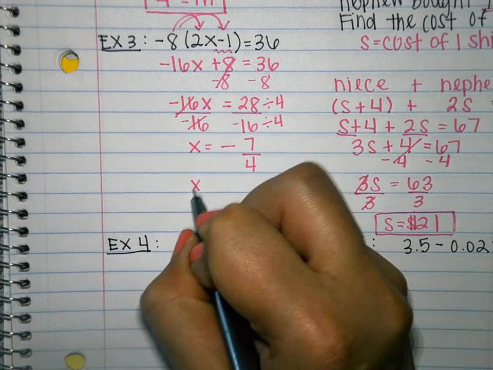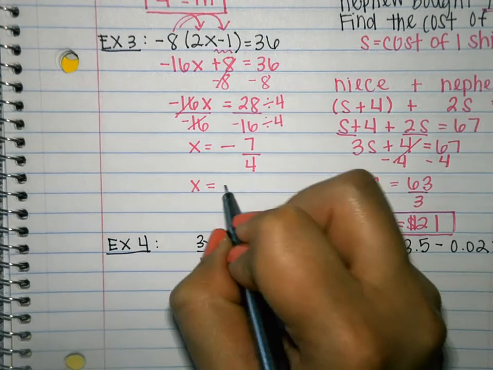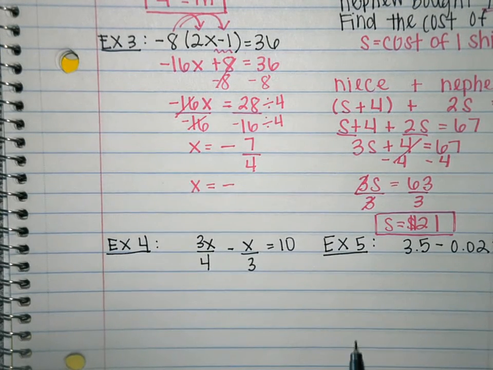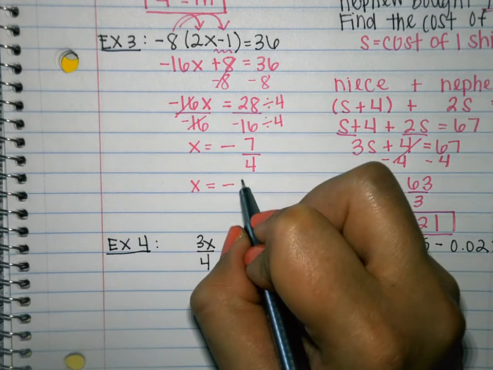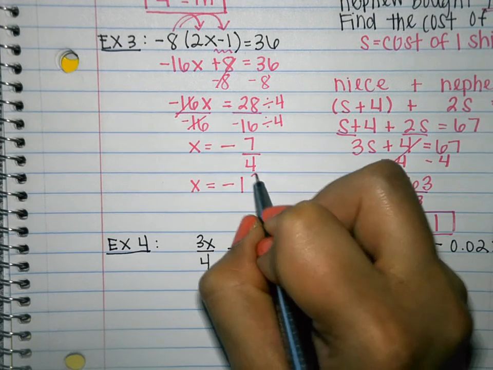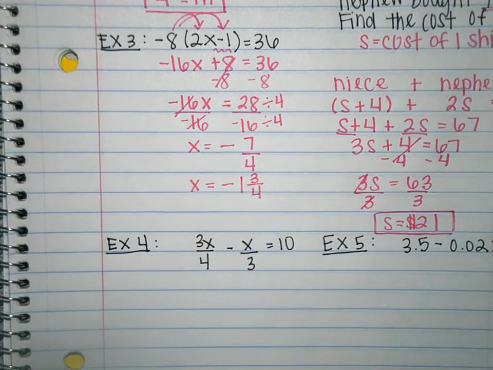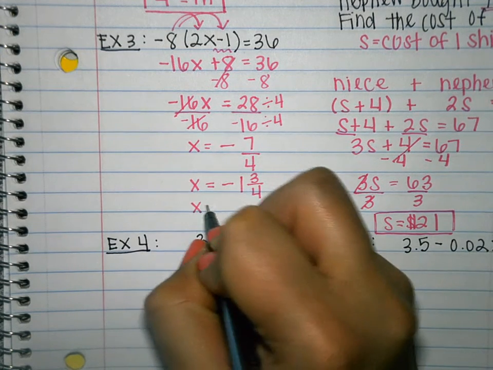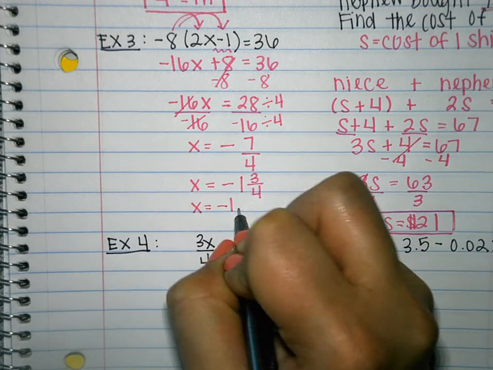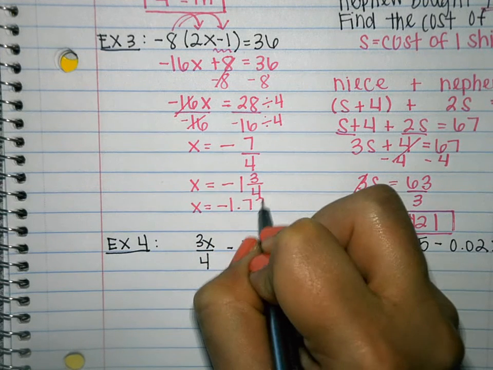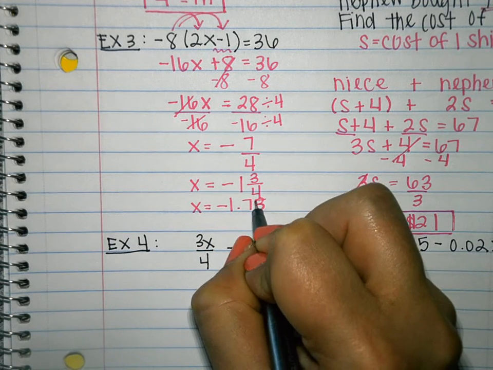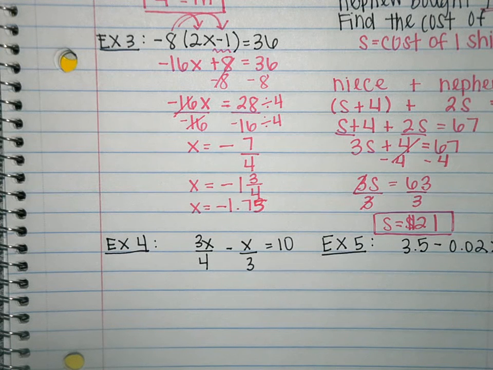If you would rather write it as a mixed number, you can write it as a mixed number. 4 goes into 7 once with remainder of 3, so negative 1 and 3 over 4. You could also, if you would like, give me your answer as a decimal, negative 1.75. Any of these three answers I will accept.